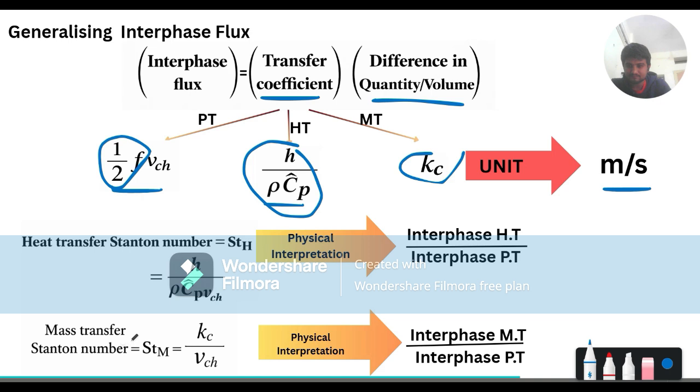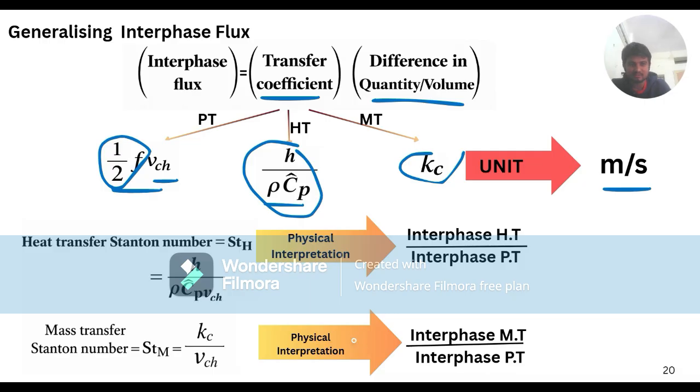Similar to this, the Stanton number in mass transfer is the generalized transfer coefficient in mass transfer upon the generalized transfer coefficient in momentum transfer. The Stanton number in mass transfer is Kc by VCH. The physical interpretation of the Stanton number in mass transfer is interface mass transfer upon interface momentum transfer.